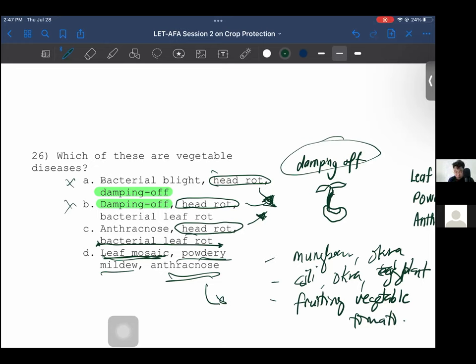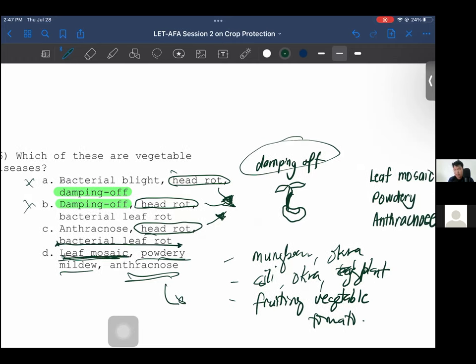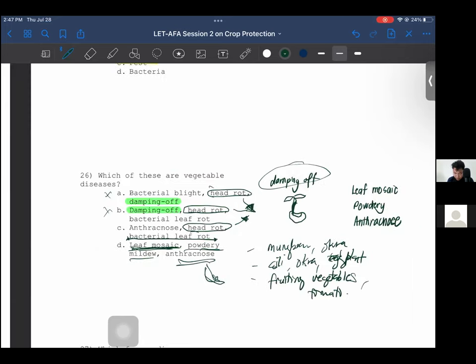So, ang leaf mosaic, ito nga yung mga karaniwan. Mamaya, I will be showing pictures on this. Tapos, ang powdery mildew, meron din akong ipapakita. Anthracnose, this actually happens sa mango, but also in fruiting vegetables such as tomato, pepper, yung mga yan. So, that's it for this item.